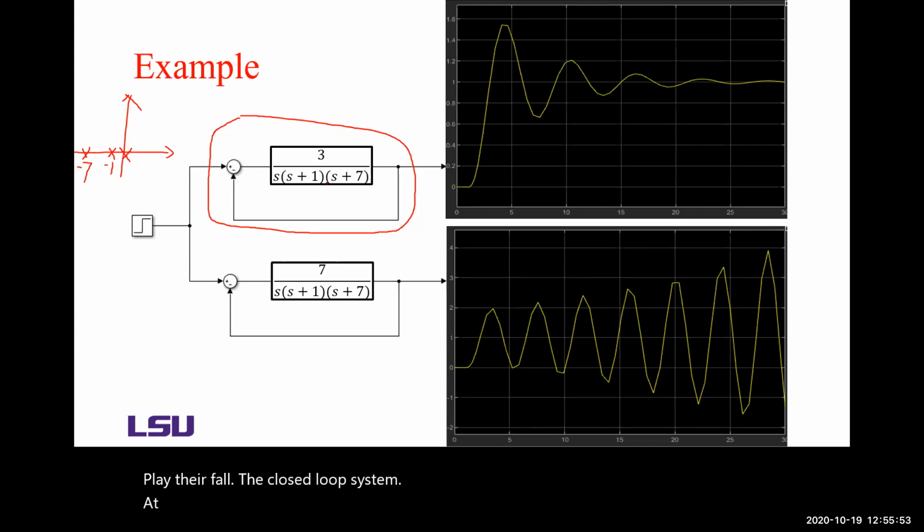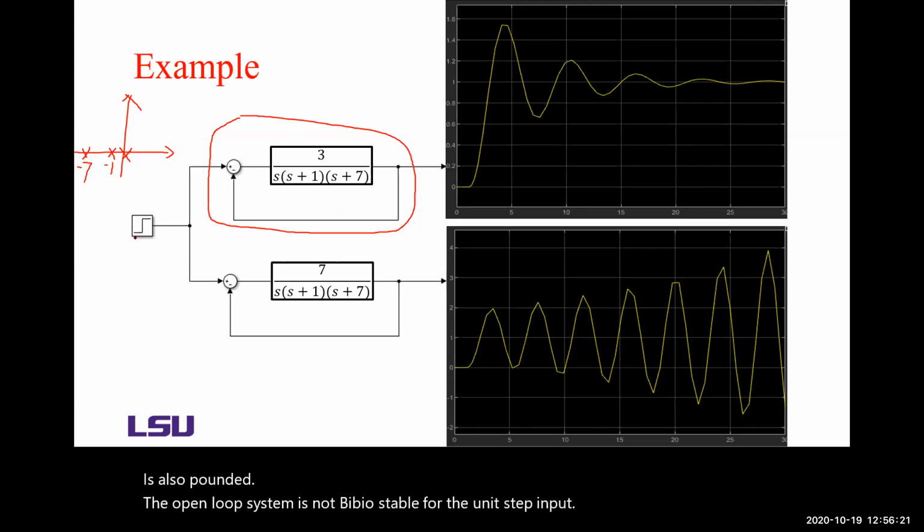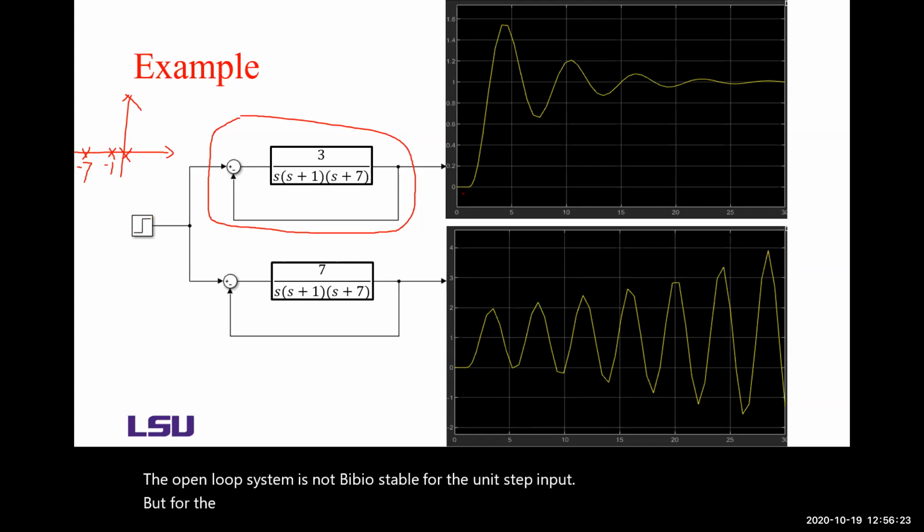It means the feedback can make a marginally stable system stable. We see the output is also bounded. The open loop system is not BIBO stable for the unit step input, but for the same input, the closed loop system is BIBO stable.